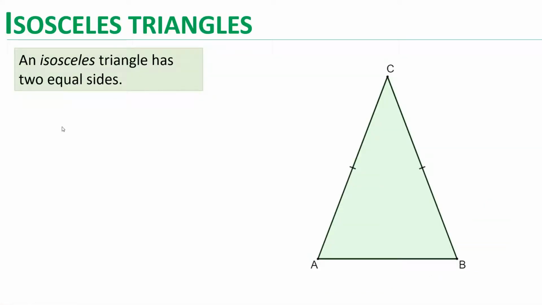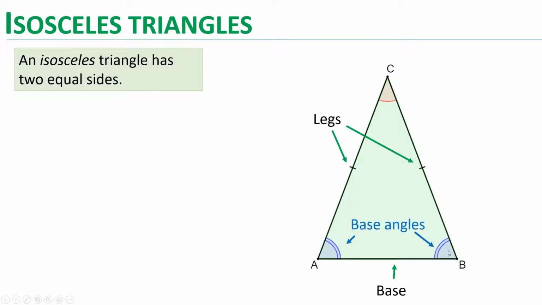So let's start with the isosceles triangle. An isosceles triangle is a triangle with two equal sides. We call these equal sides the legs of the triangle. So there is another side, and that we call the base. The angles near the base are called the base angles of the triangle, and the angle near the other vertex is called the vertex angle.